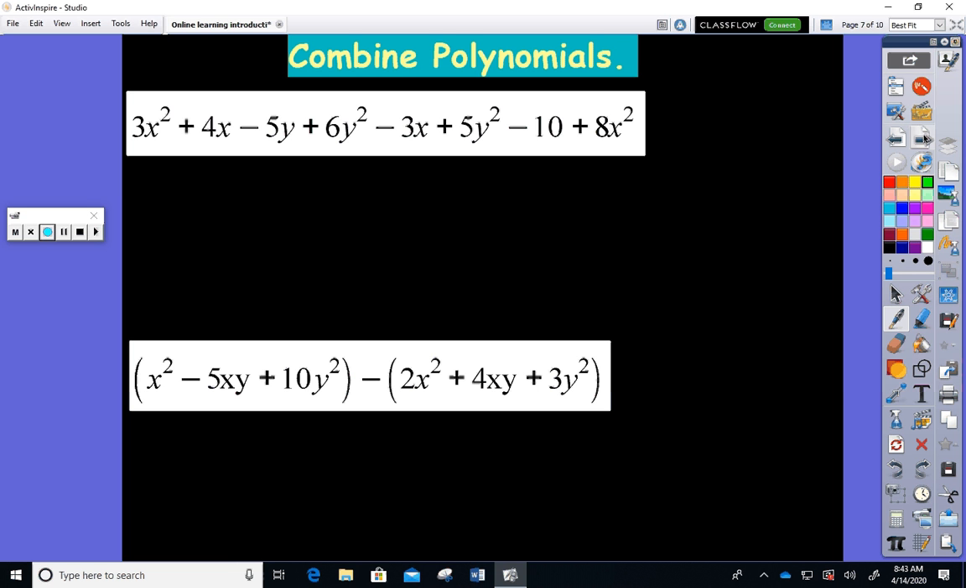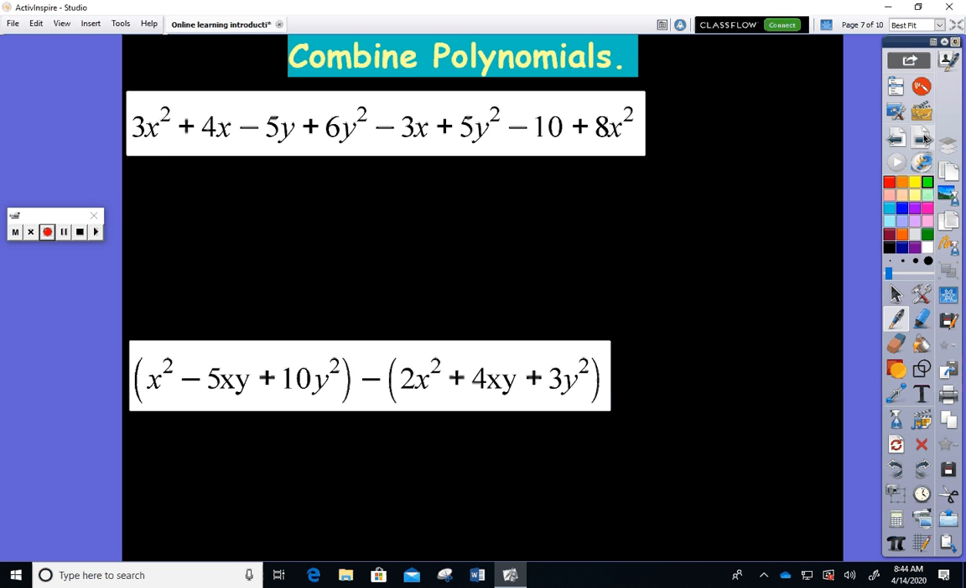be happier. All right, so the rest of this is going to feel like something I know you can do because you did this kind of thing in Algebra 1, okay? Combining polynomials simply means add and subtract. How do you add and subtract polynomials? Add and subtract like terms.